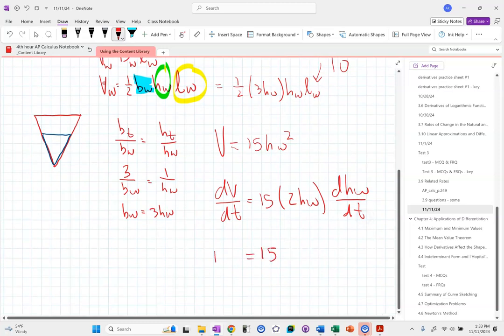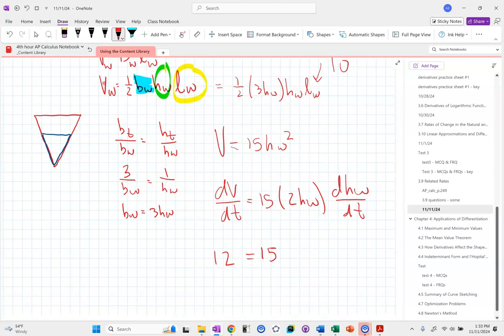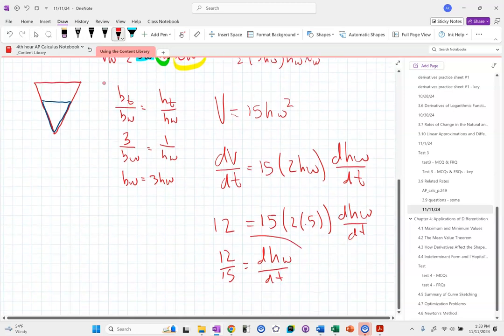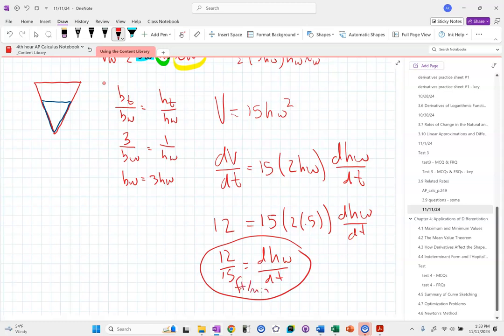So I have 12 is equal to 15 times 2 times 0.5 dHW/dt. So 12/15 is dHW/dt. And I think that should do it. I guess that's feet per minute. Does that feel okay, Lucas?